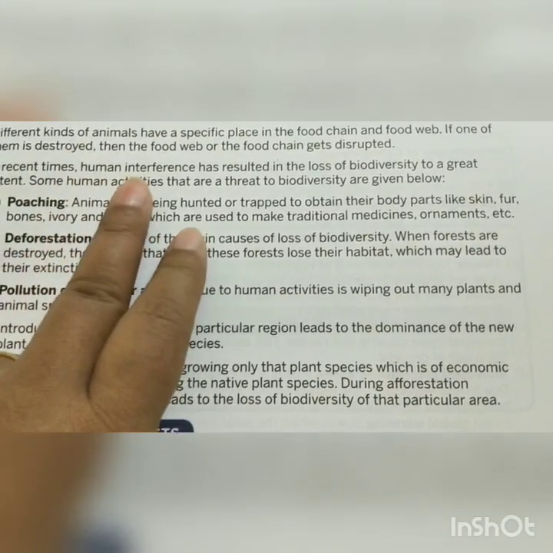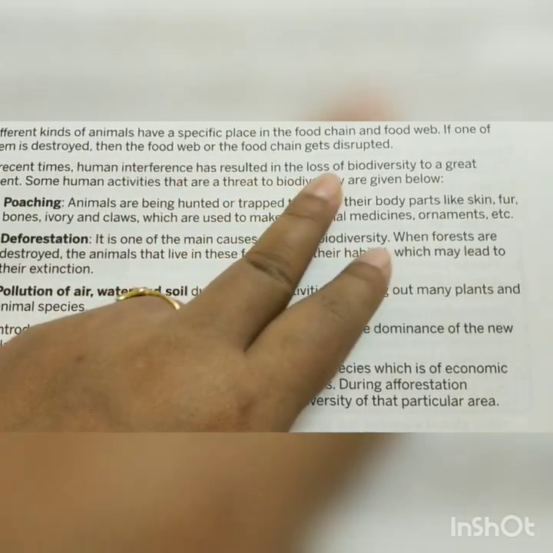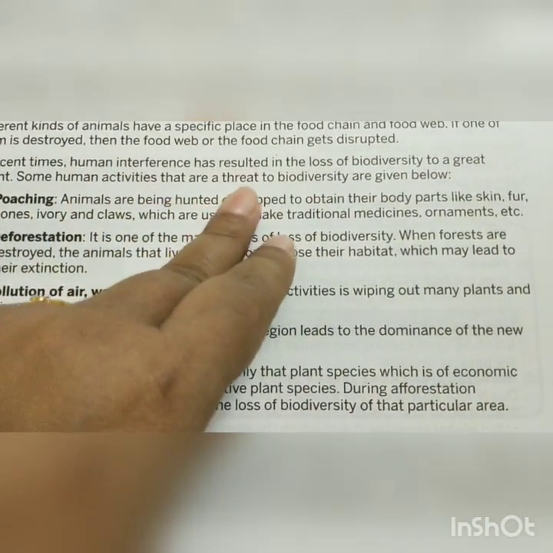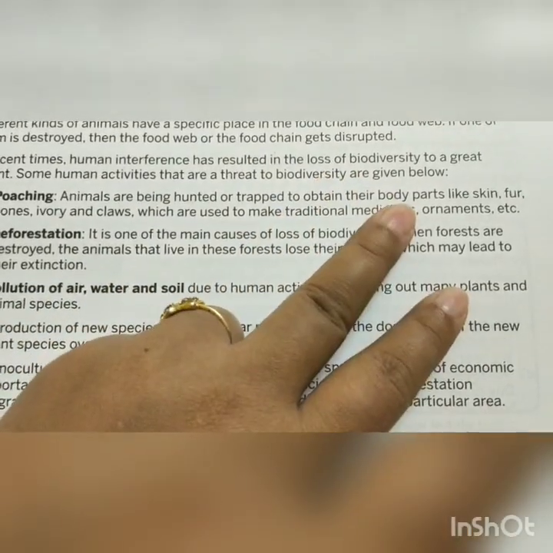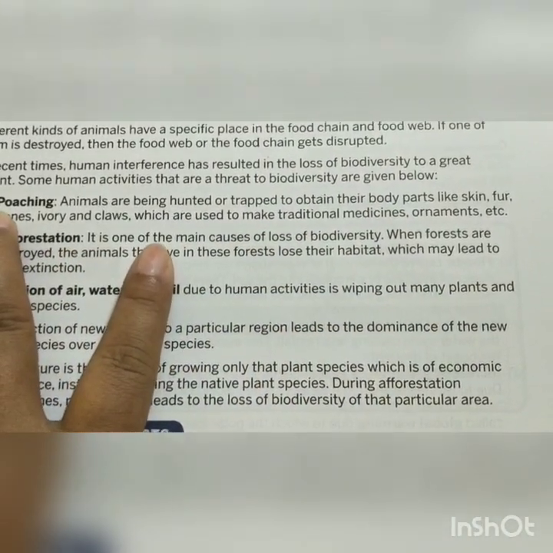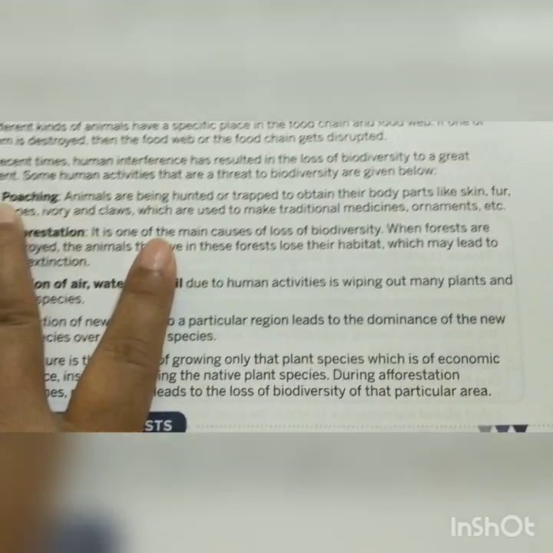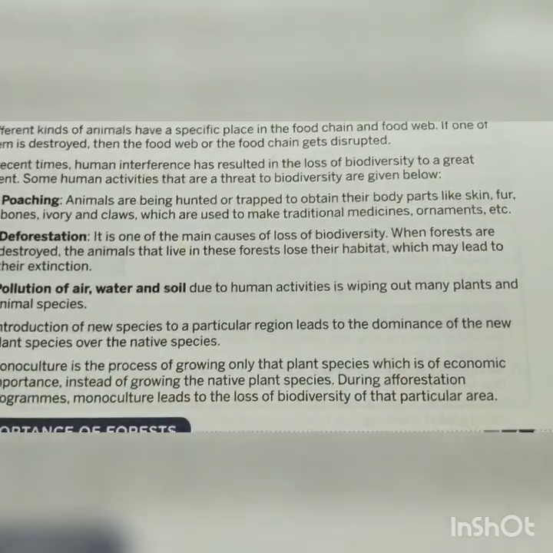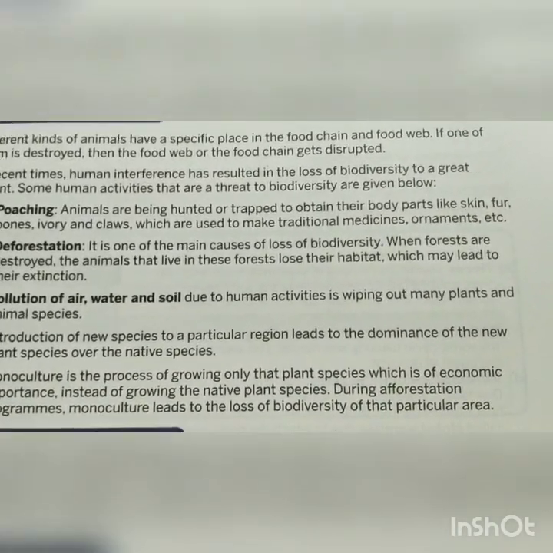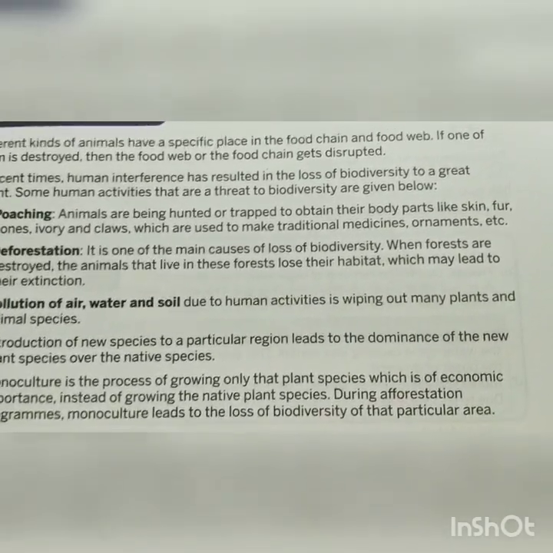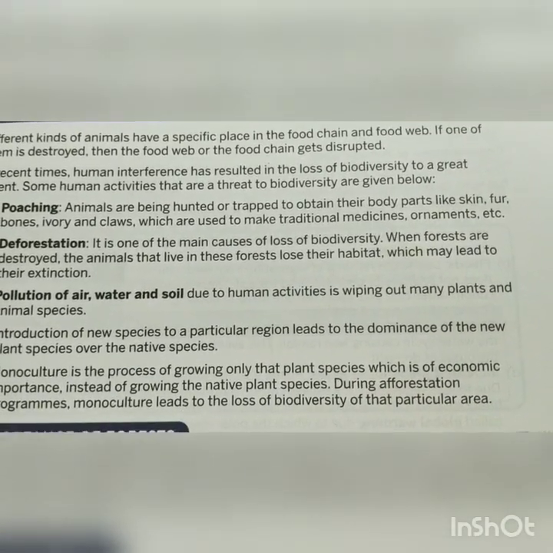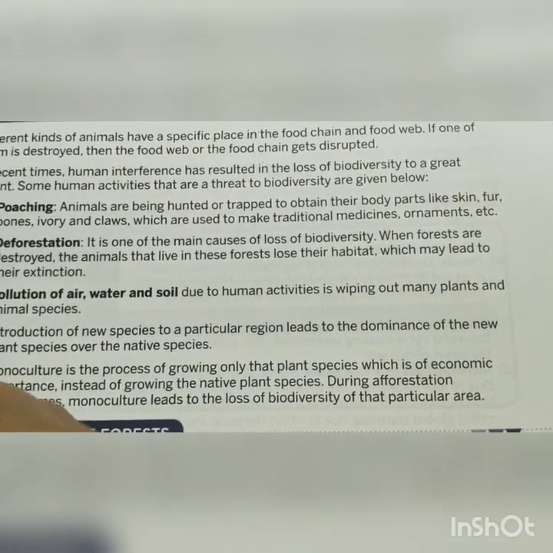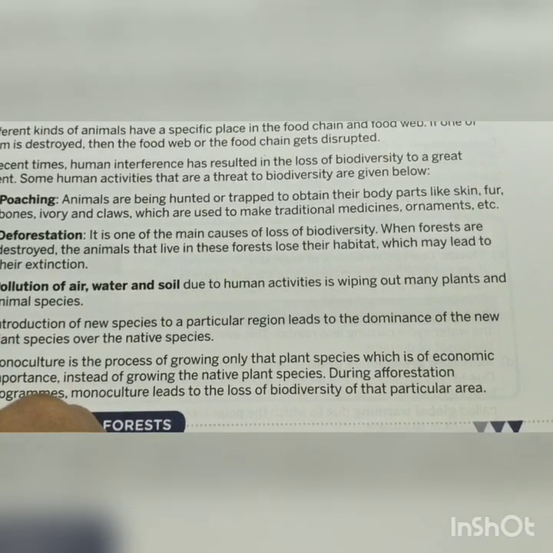In recent times, human interference has resulted in the loss of biodiversity to a great extent. Some human activities that are a threat to biodiversity are given below. Nowadays, human beings are doing so many activities in the forest area, which harms our biodiversity, and due to this the biodiversity is being lost. Here are some human activities which cause the loss of biodiversity.